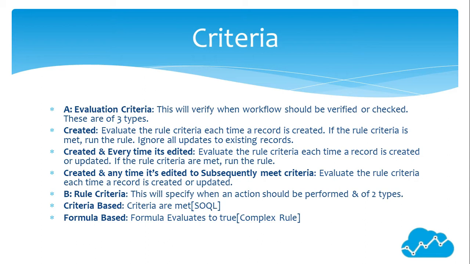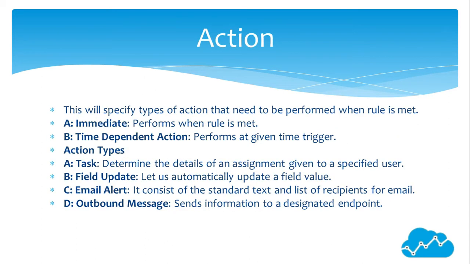Rule criteria will specify when an action should be performed, and is of two types. Criteria based: criteria are met. Formula based: formula evaluates to true. Action will specify the type of action that needs to be performed when the rule is met. Immediate: perform when the rule is met. Time-dependent action: perform at a given time trigger.